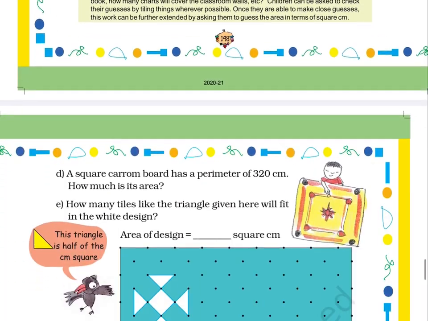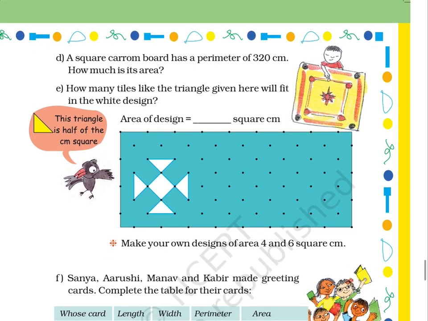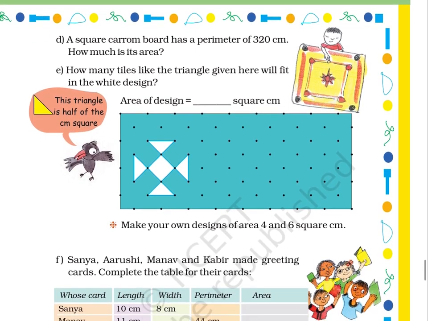Page 149. D. A square carom board has a perimeter of 320 centimeters. How much is its area? E. How many tiles like the triangle given here will fit in the white design?